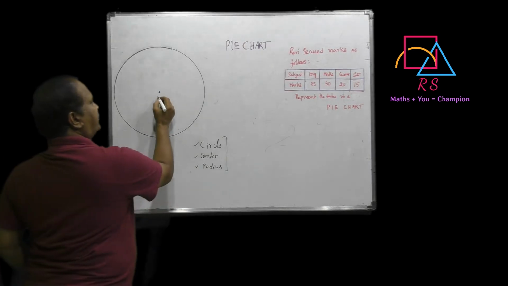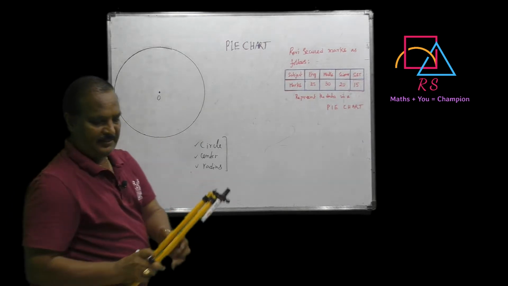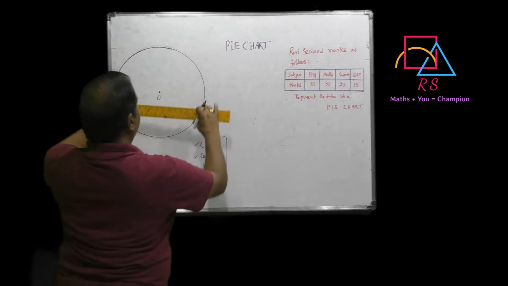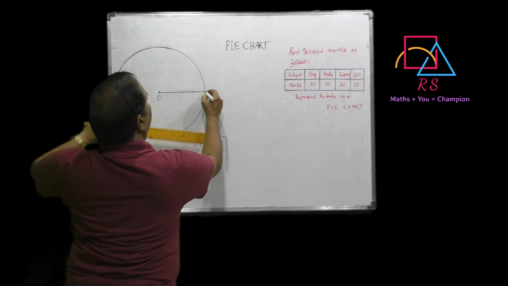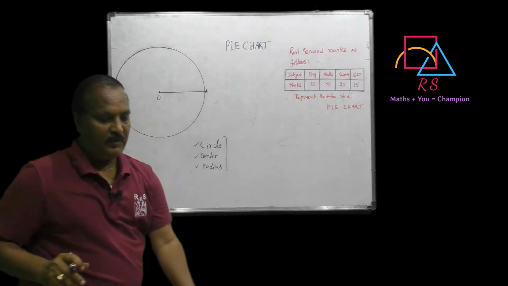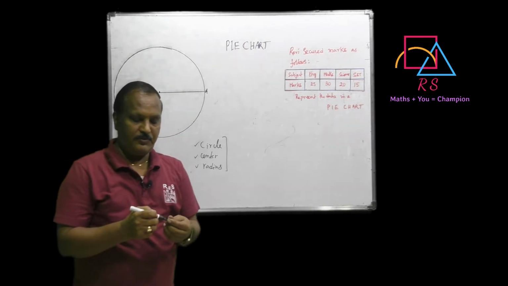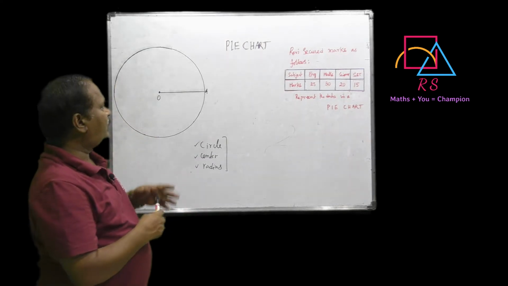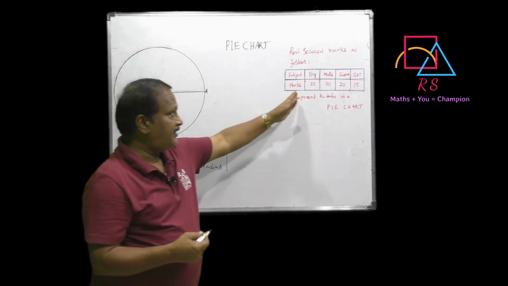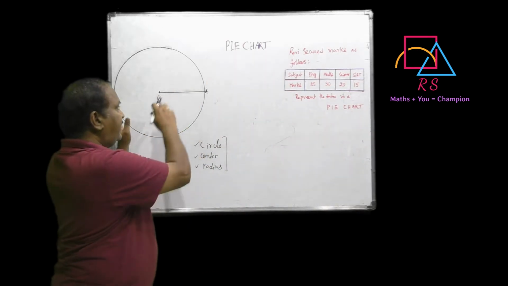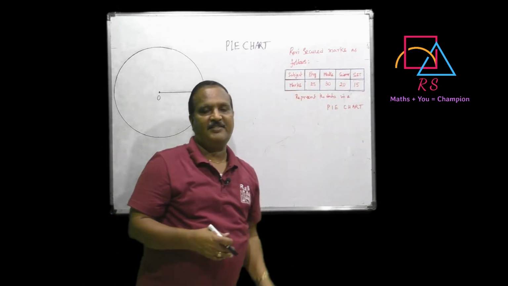So here I have used some center, let us say O, and the radius is this, I name it as OA. So the radius is OA, the center is O, and this is a circle. This is how you have to draw the circle and understand the circle. So then how to represent this data here? That means this entire circle should get distributed to English, Math, Science, SST, etc.